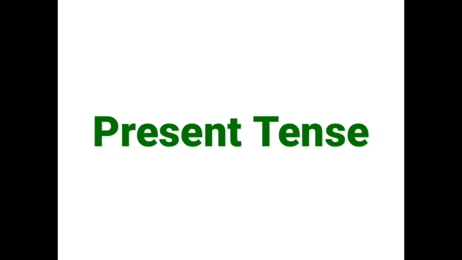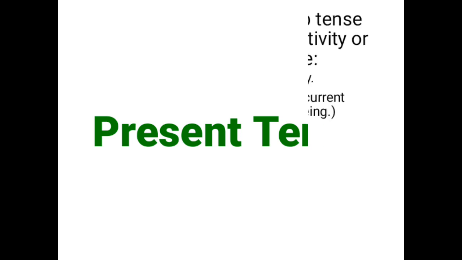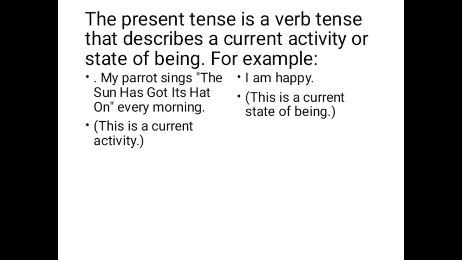So what is present tense? A present tense is a verb tense that describes a current activity or state of being. So a present tense gives us a detailed understanding about actions that are current, that happen now, or that happen regularly, or a state of being of a thing or of a person.